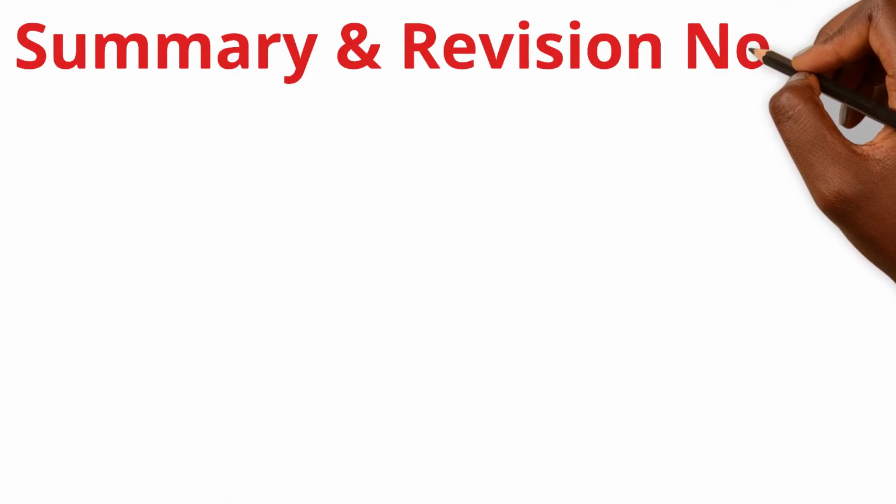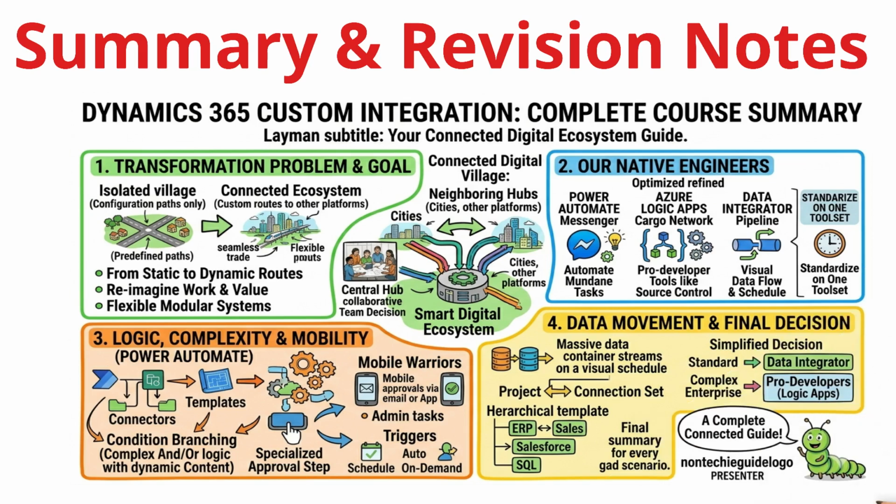We transitioned from an isolated digital village to a dynamic, connected ecosystem by building custom integration routes to neighboring hubs. We met our 3 native engineers: Power Automate, your messenger to automate mundane tasks; the standardized data integrator pipeline; and Azure Logic Apps, our secure cargo network for enterprise-grade complexity. We harnessed visual branching logic, dynamic approvals, and full mobile support for the mobile warrior. Ultimately, simpler data transformations favor Data Integrator for citizens, while complex enterprise transformations require the pro developer tools of Azure Logic Apps.